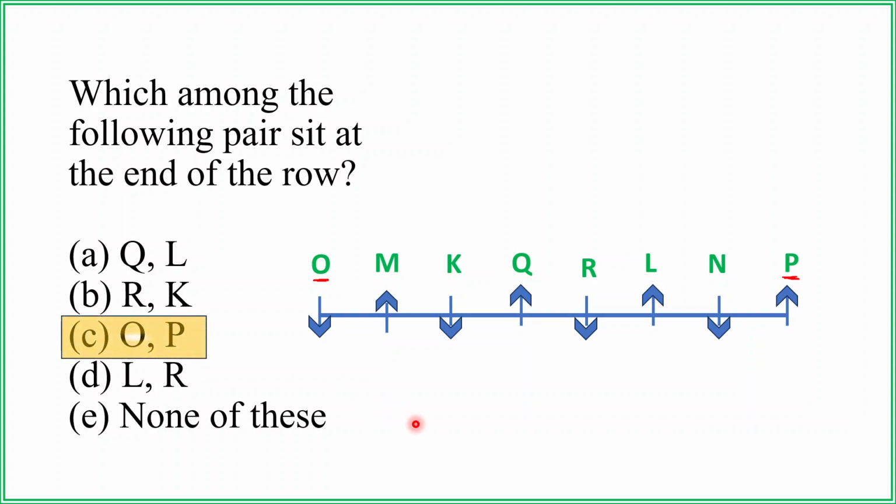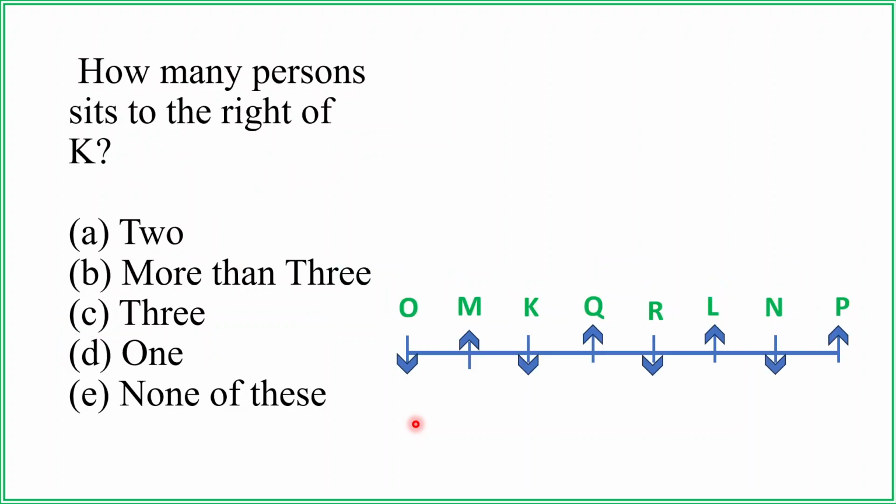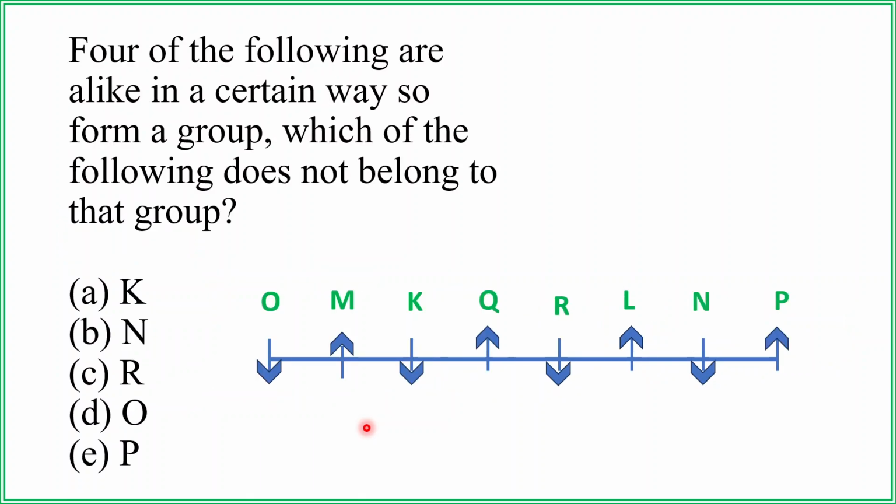Now let's move on to the next question. How many persons sit to the right of K? See here, K again is facing south direction, which means this side will be the right side. So let's count the number of people sitting to the right of K. 1, 2. So there are two people, which is given in option number A. Let's check our answer. We got the correct answer again. Now let's move on to the next question.